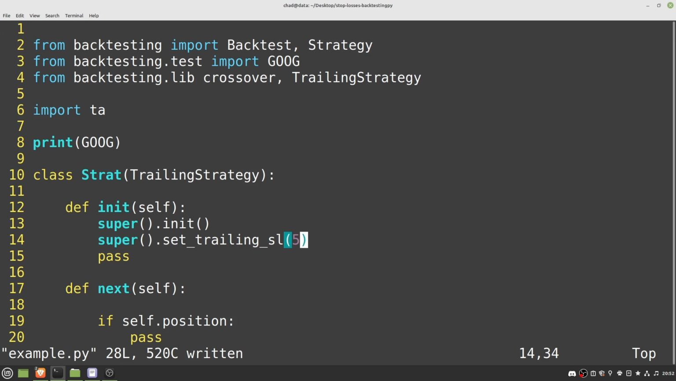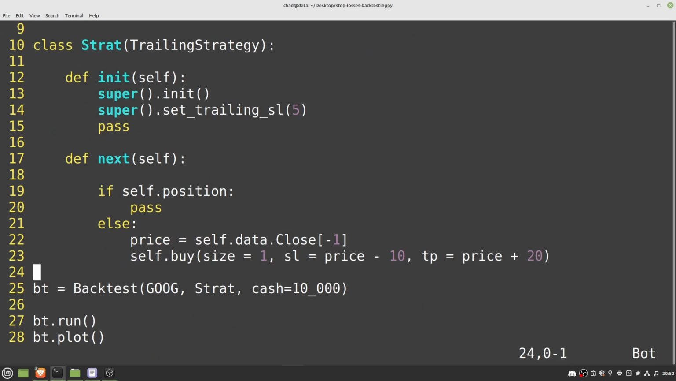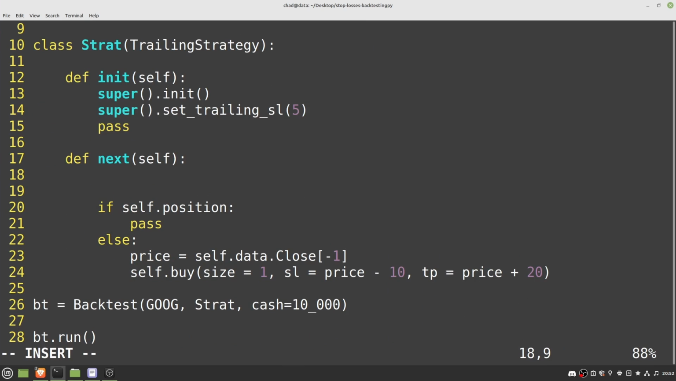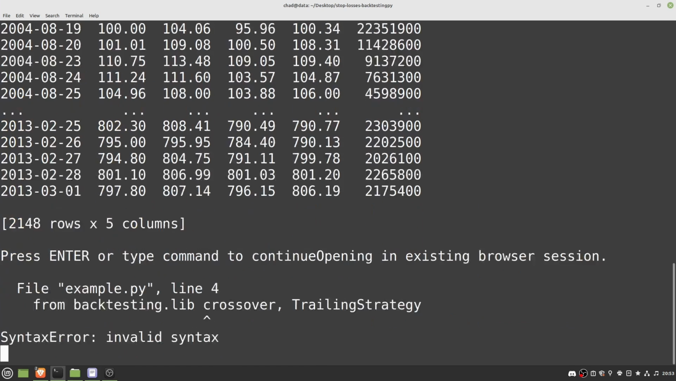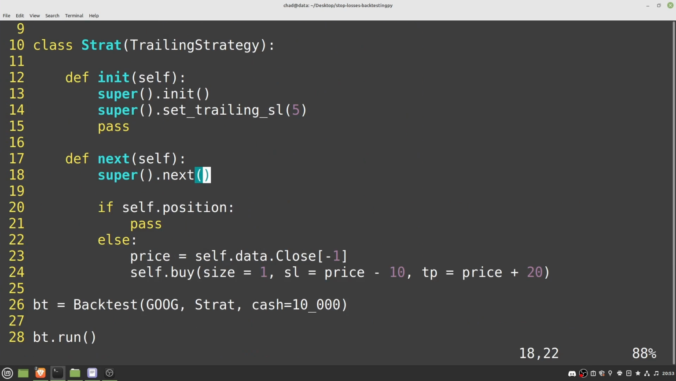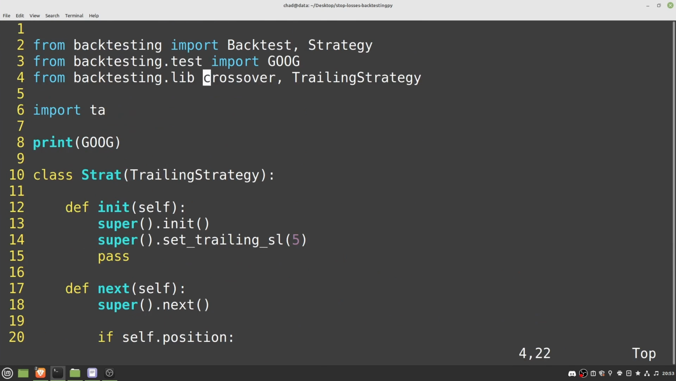And then all we really need to do here to finalize our implementation is inside next here, we also need to call the parent next function in here. And what that will do is on every single iteration, it'll make sure that our stop loss is set at 5 average true ranges below the current price value. Now, if we set this to run, hopefully we'll see some different results than what we saw last time. We need an import here.